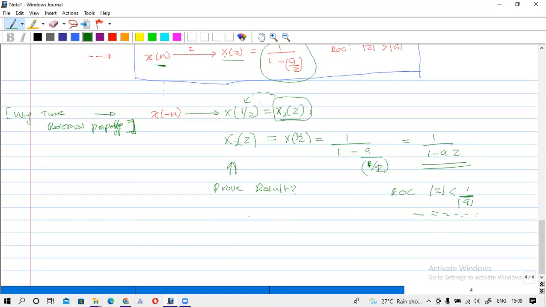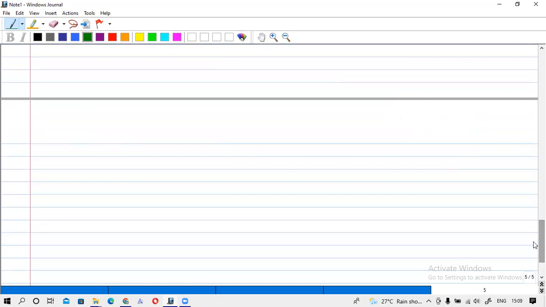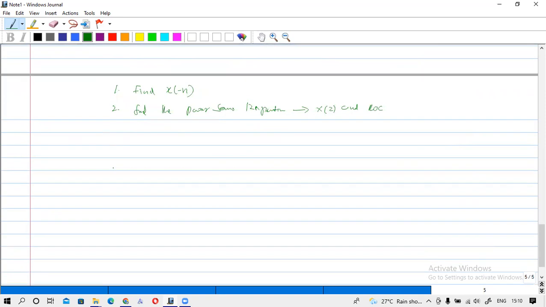Actually, for this one, we can have the basic approach. What is the basic approach? First, we can find x minus n, we can plot x minus n, then we can find the power series expansion. Then using that, we can estimate the Z-transform and ROC. So this is the basic method. Can you do this as an exercise? Can you try to find the x minus n signal?